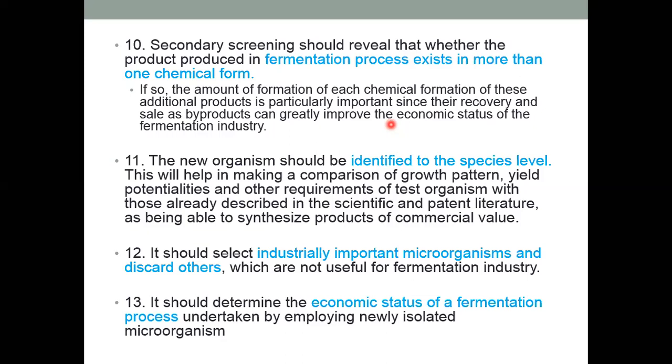Because what you can do is chemically change one chemical form and get the yield, and it will actually double the yield, and it will also definitely improve the economic status of that industry, particularly for those who own that industry, and the profits achieved over time. So the new organism should be identified to the species level. Of course, it is understood that when you have the organism, you have to know the genus, the species, and also what strain of the microorganism you're working on. You have to be very certain and particular.